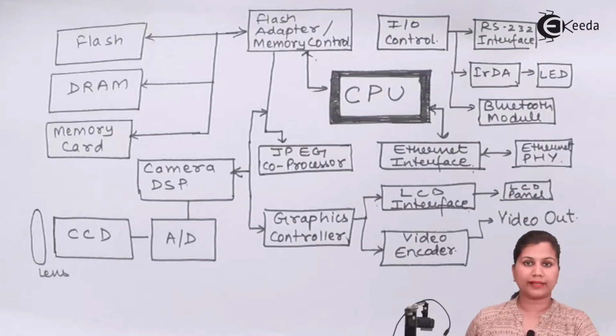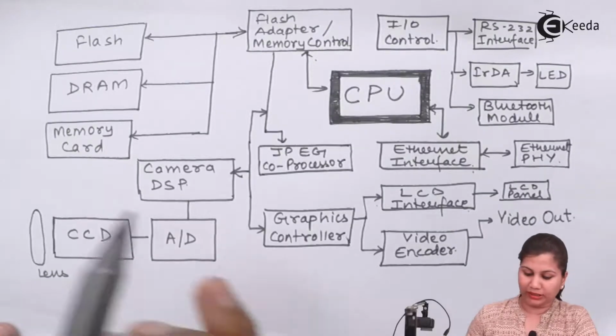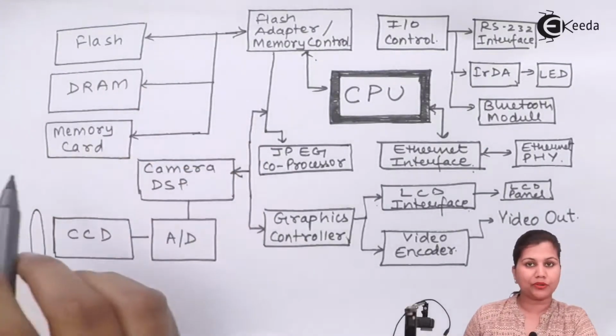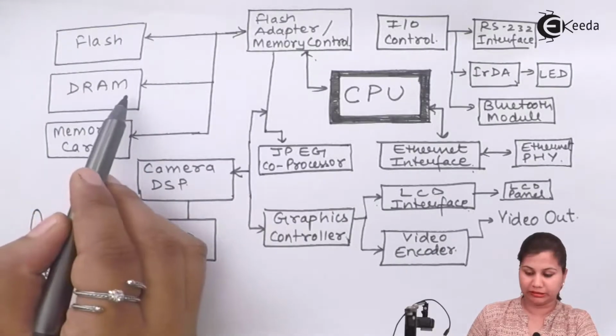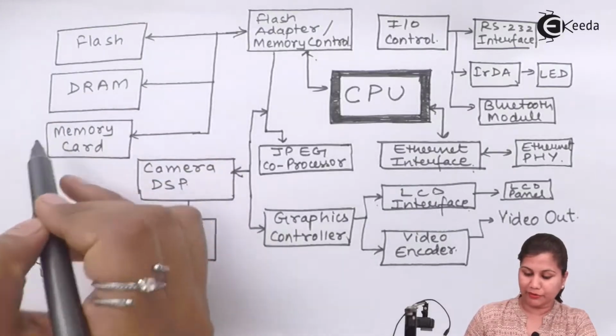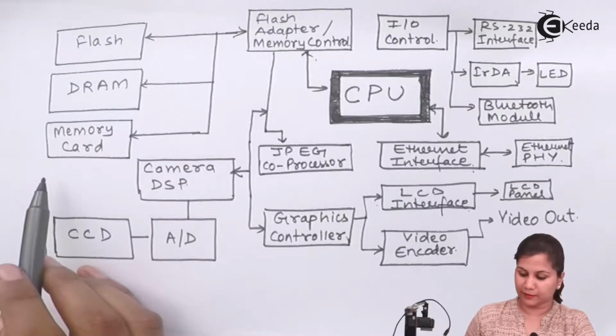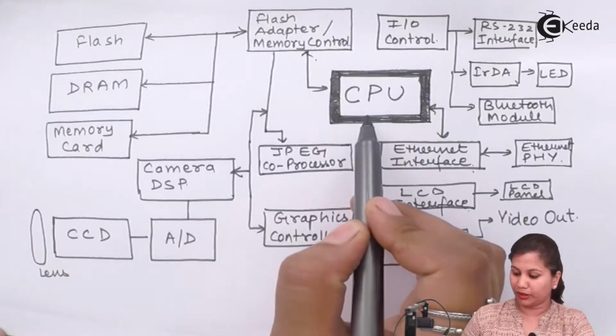So this is the block diagram of the digital camera. You can see in the block diagram that it consists of various types of memories like the flash memory, the DRAM memory, the digital RAM, then the memory card. So there are different types of memories present in this system.